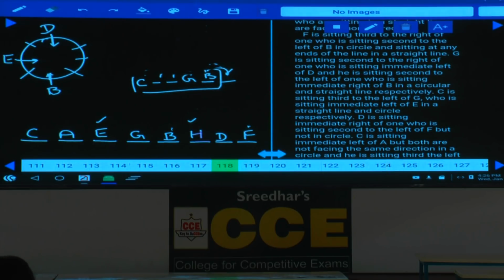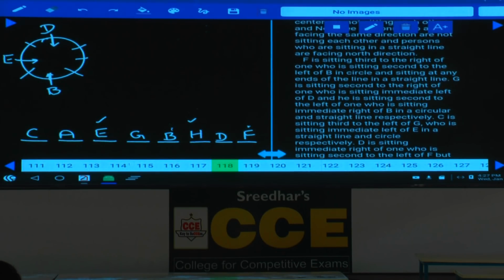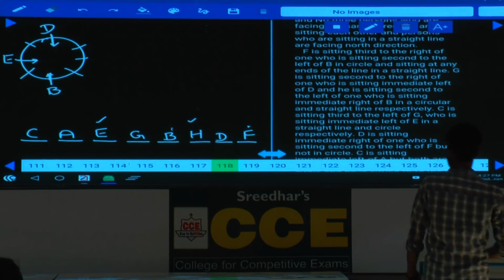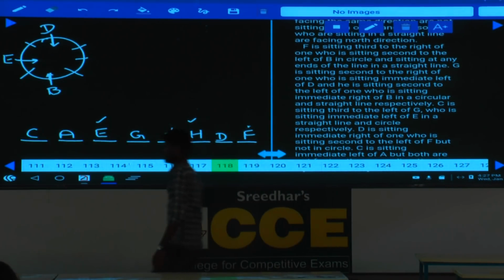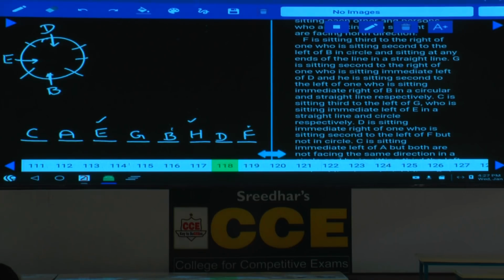Done? Then next one. Next, coming to this circle. Now in this circle, what is the first information here? F is seated third to the right of the one who is seated second in a circle.